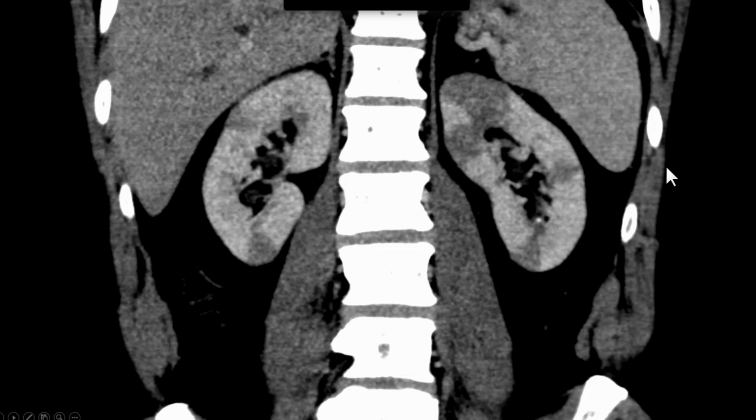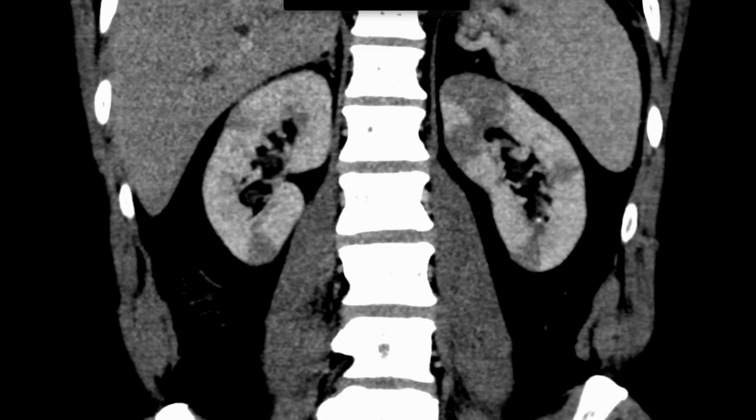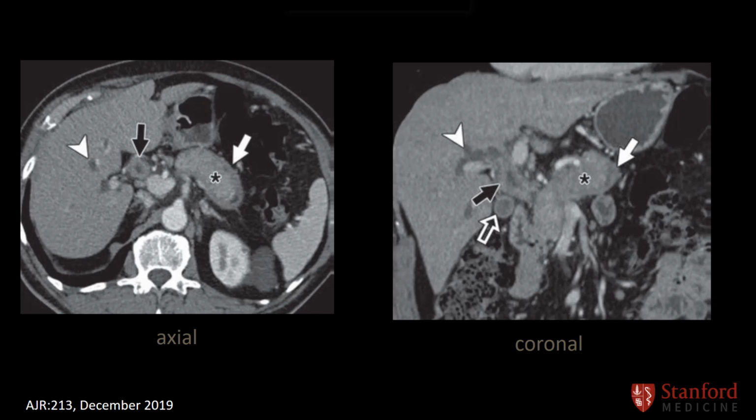Here's a coronal, and you can see all of those renal hypodensities. So that's autoimmune or IgG4 involvement of the kidneys. So again, the cholangiopathy is often associated with extrahepatic manifestations such as kidney disease. This is a really nice image from the literature, a 66-year-old guy with AIP, and you can see really impressive ductal thickening here and on the coronal also.